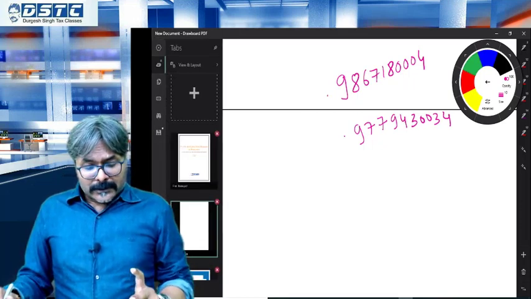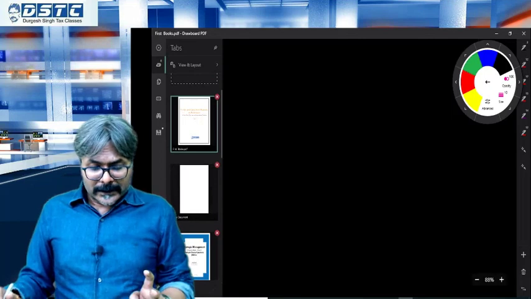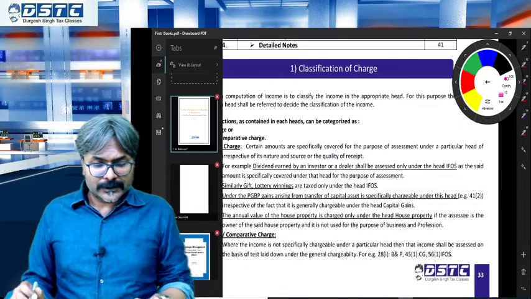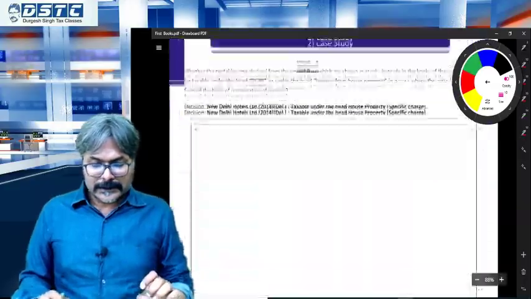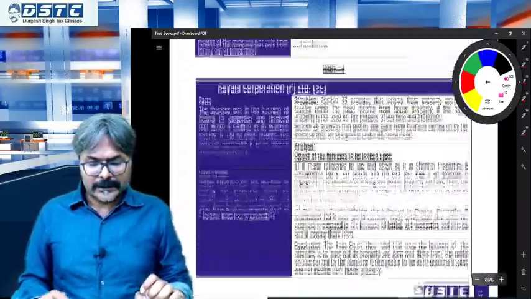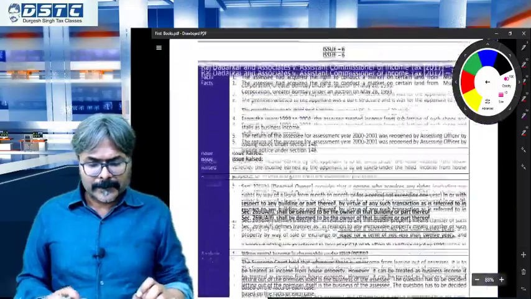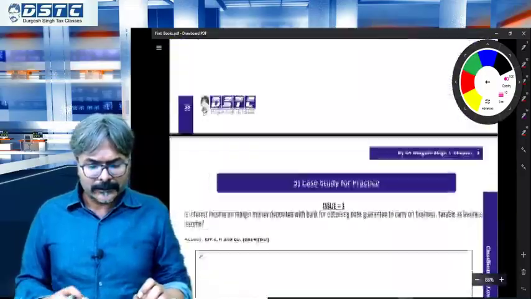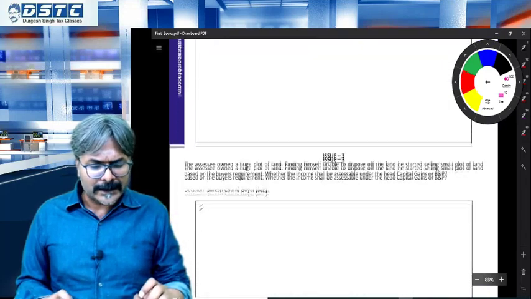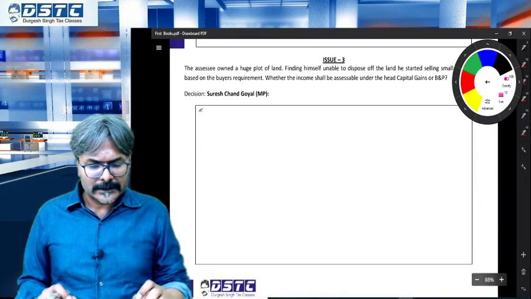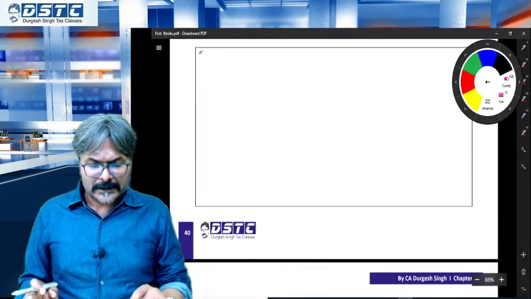Coming back, students, in our discussion, the point that we were discussing was on the classification part. Herein, on the classification side, there is one case law that I want to discuss with all of you, which is the MP High Court judgment in Suresh Chand Goyal. This one, issue number 3, is on page number 40.